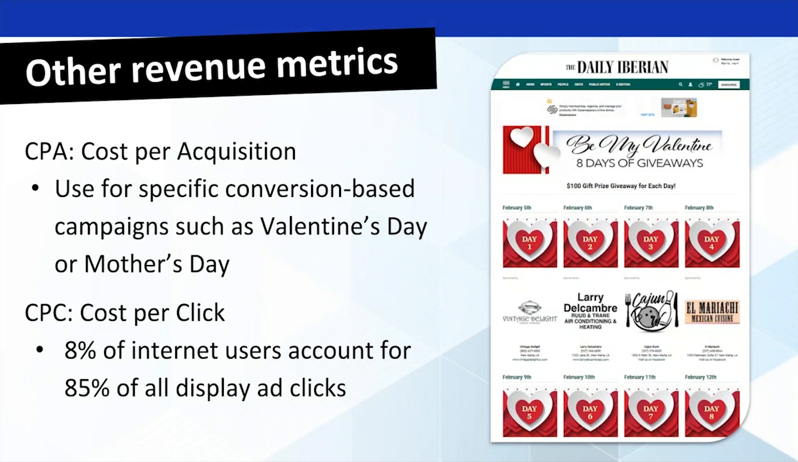You also hear about CPC, cost per click. And about the only place that this really is counted as a metric that you would base monetization on anymore is search. It's just not as important to display. As a matter of fact, they say 8% of internet users account for 85% of all display ad clicks. So while it's an interesting metric, it's not necessarily the one that should have any sway over how you're pricing your display ad inventory.